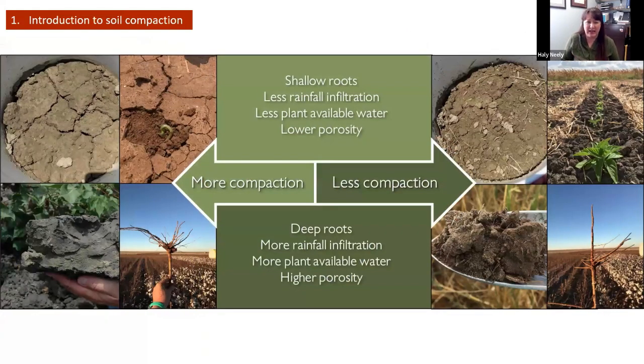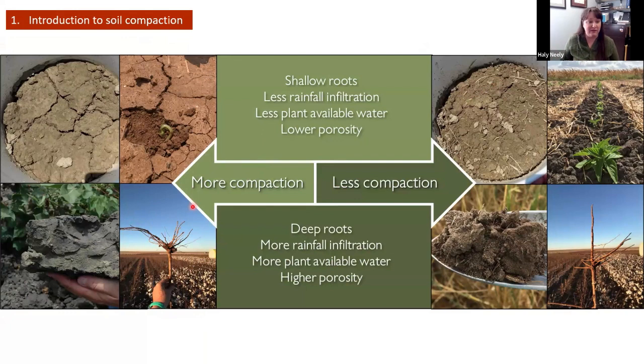Here's a visual of what this physically looks like. With more compaction, you tend to get shallow roots. You can see this here, this little cotton plant from when I used to work on this down in Texas. You're supposed to have a nice taproot, like this one here on the right, but it hit this compacted layer and just went off to the sides. We call that a J root or a hook root.